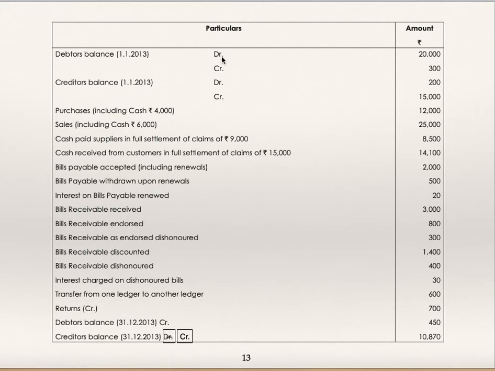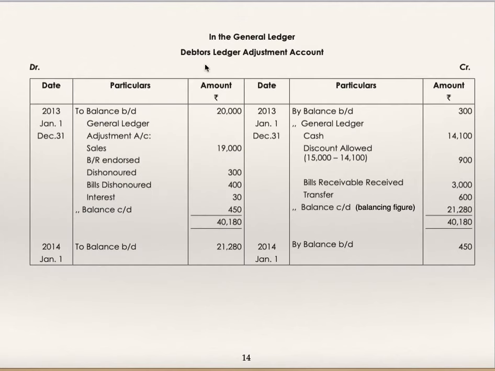Debtors balance, opening balance, debit and credit. Creditors balance, opening, both they have given debit and credit. So in general ledger, debtors ledger adjustment account, this is the normal balance. To balance brought down 20,000 always.